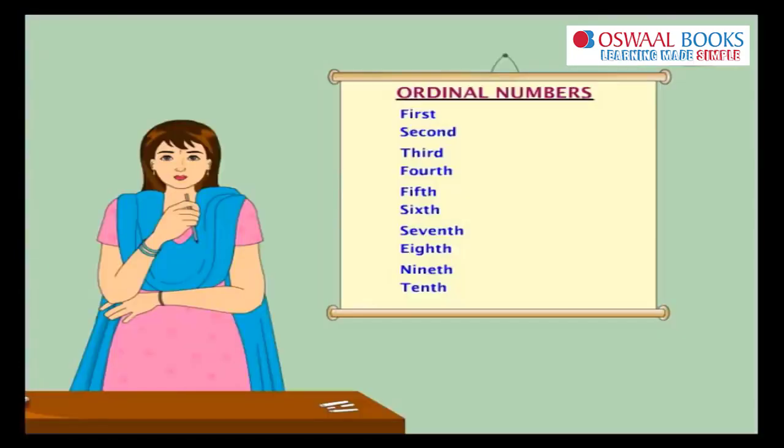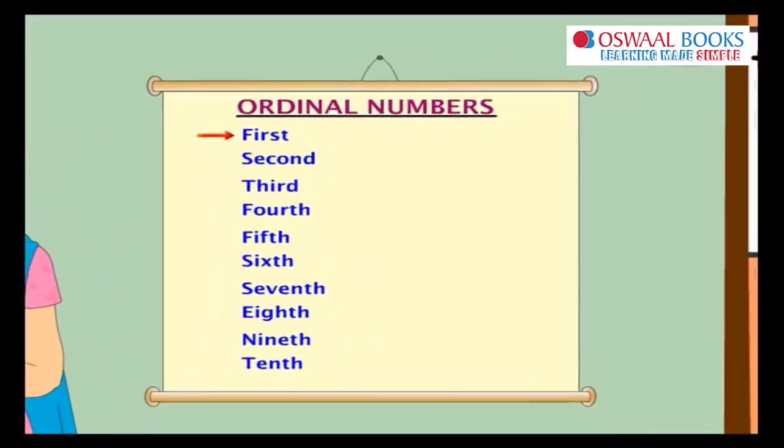Ordinal numbers tell us the position of an object in a row or in a column. First, second, third, fourth, fifth, sixth, seventh, eighth, ninth, 10th, and so on are called ordinal numbers. Let us learn these numbers through some examples.